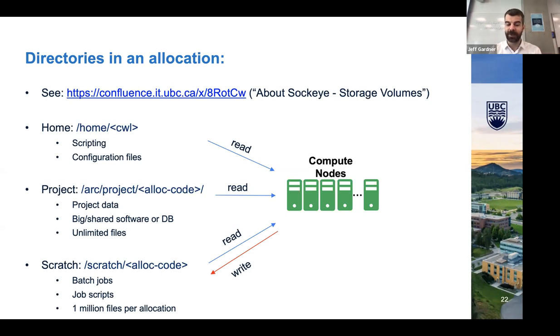There is a limit of 1 million files per allocation, and this is a gotcha, I suppose you could say. We see that comes up every so often with people running jobs. One thing we'll often see is project can be underutilized and everyone runs their jobs and stores files in Scratch. And if you do hit that 1 million file limit, your job will be terminated.